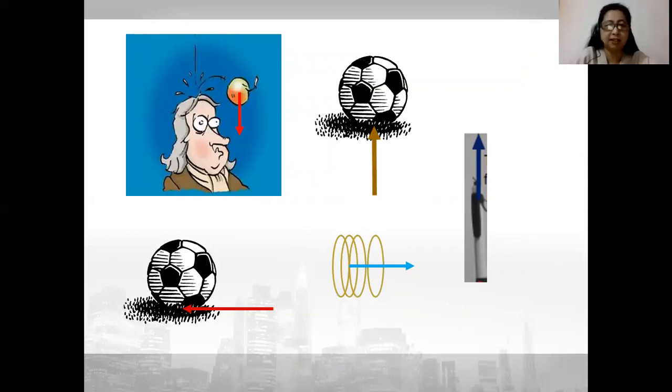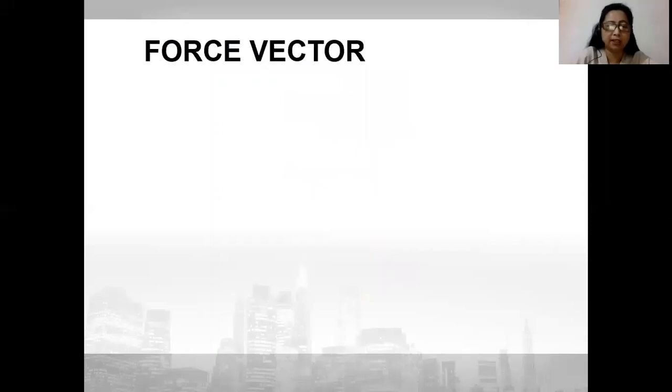But before we discuss the different types of forces, let us first discuss what a force vector is. So force can be represented by a vector, and a force vector is represented by an arrow. So we can draw an arrow to represent force. And how do we draw an arrow to represent a force? What does the arrow represent in terms of the force vector?